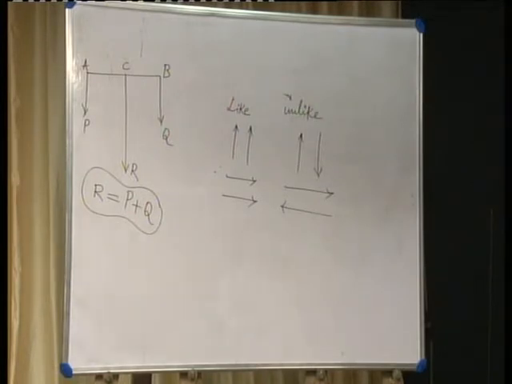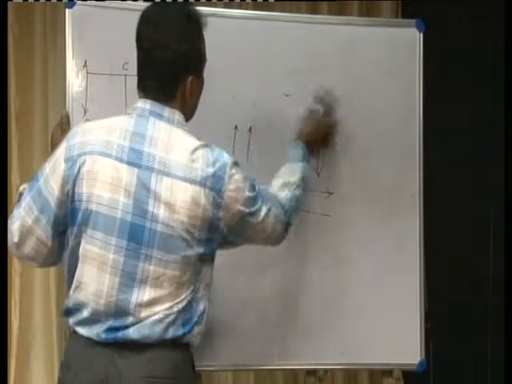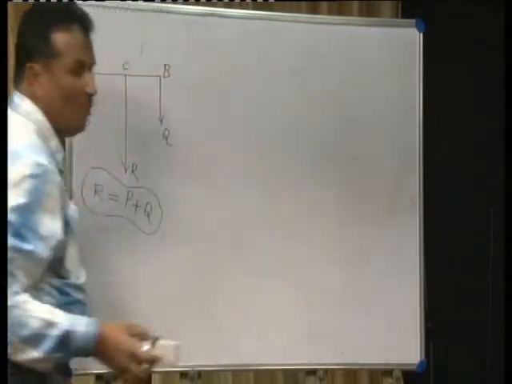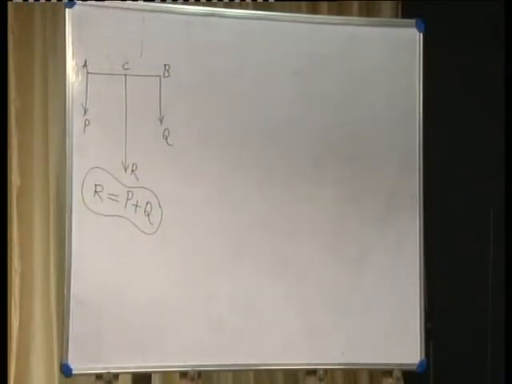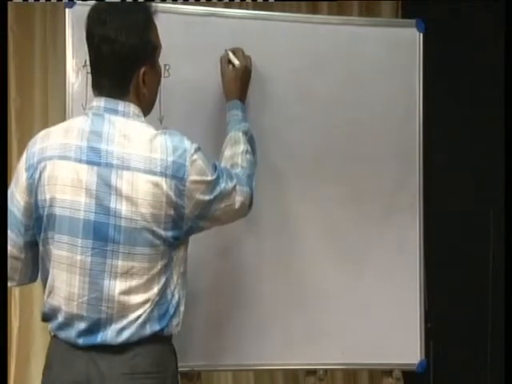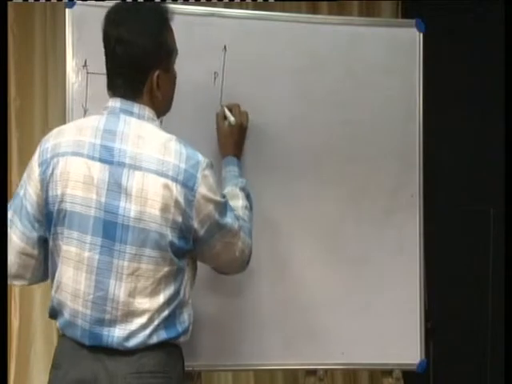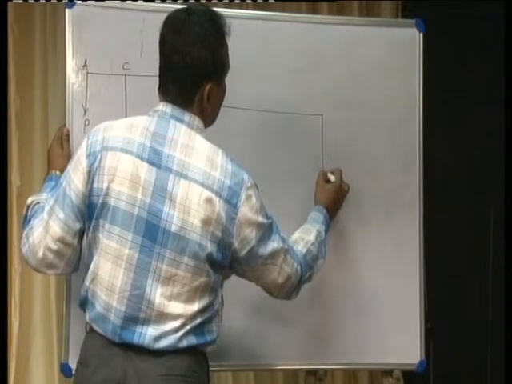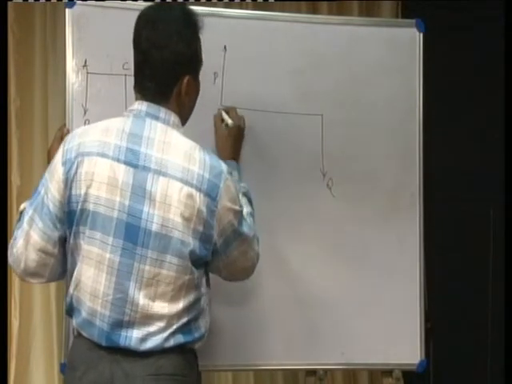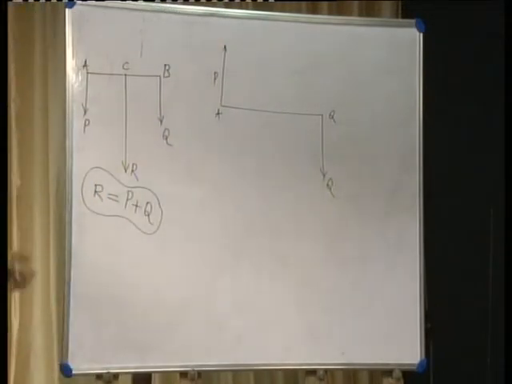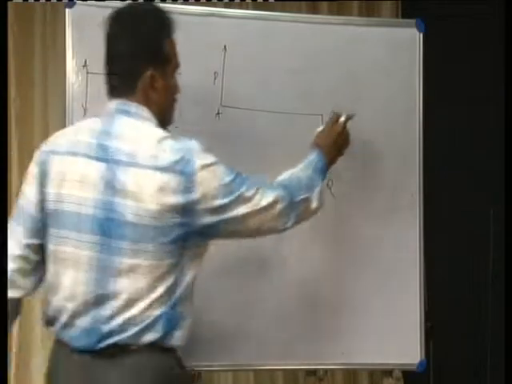A similar concept you have to implement for unlike parallel forces. Now, the question is, we have two unlike parallel forces. What is the magnitude and direction in case of unlike parallel forces? You can say this is the force P, and this is the force Q. P acts at A and Q acts at B.